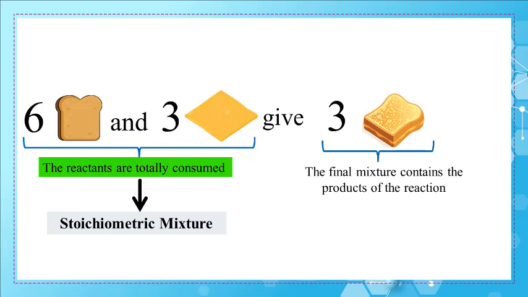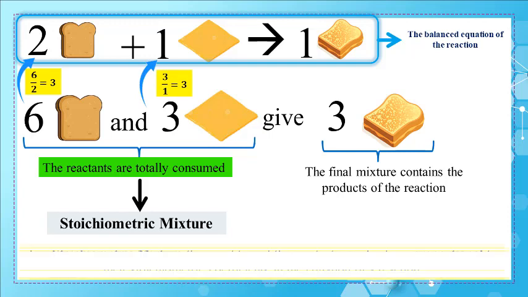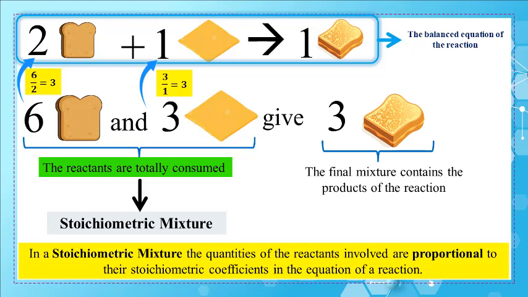Let's find the ratios of the quantities of the reactants in this reaction to the stoichiometric coefficients in the balanced chemical equation. 6 over 2 equals 3. 3 over 1 equals 3. The ratios are equal. So, in a stoichiometric mixture, the quantities of the reactants involved are proportional to their stoichiometric coefficients in the equation of the reaction.